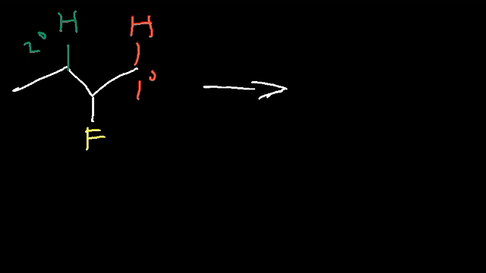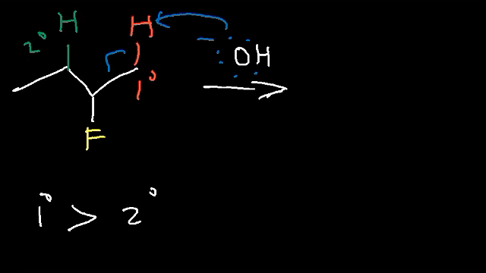Keep in mind, a primary carbanion is more stable than a secondary carbanion. That is why hydroxide is going to go for the primary hydrogen, because it forms a more stable primary carbanion transition state. And so that's why we're going to get the Hoffman product whenever you have a poor leaving group. And so we're going to get the less stable terminal alkene.